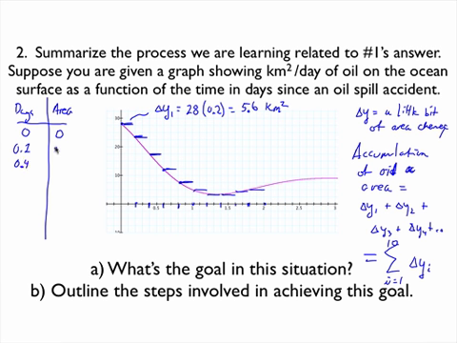And what would the area be at 0.2 days? 5.6. How would you get the area at 0.4? Somebody knew. Megan, how could we get the area at 0.4 days?